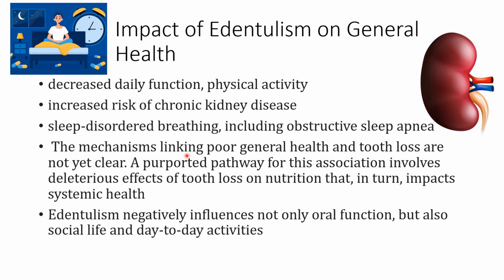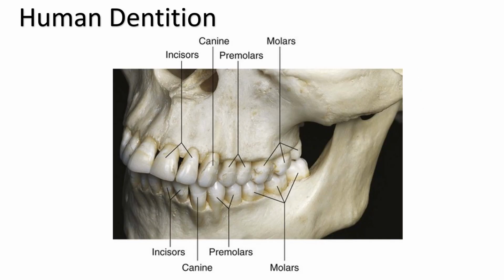Now, the mechanisms linking poor general health and tooth loss are not yet clear. A pathway for this association involves deleterious effects of tooth loss on nutrition, which in turn impacts systemic health. Edentulism negatively influences not only oral function but also social life and day-to-day activities. People with loss of tooth may be less confident and will find difficulties in their social life.